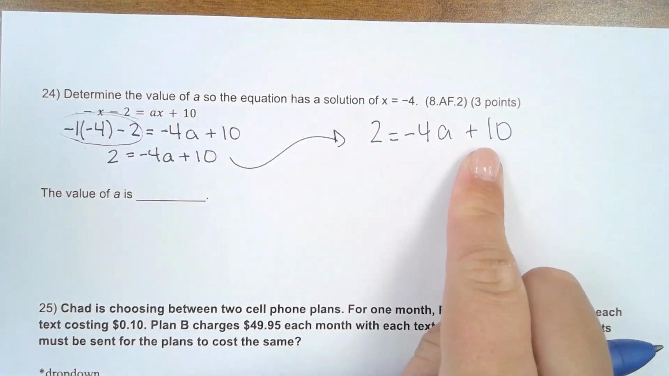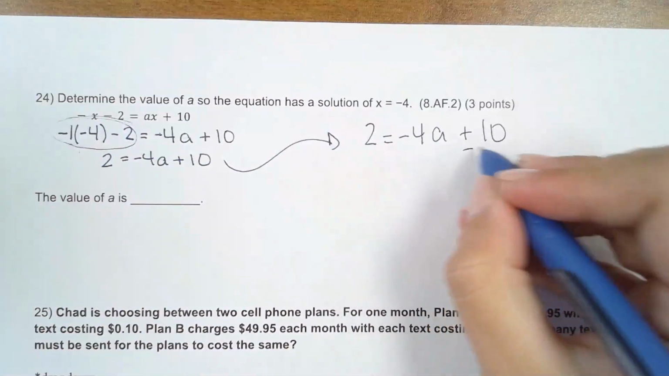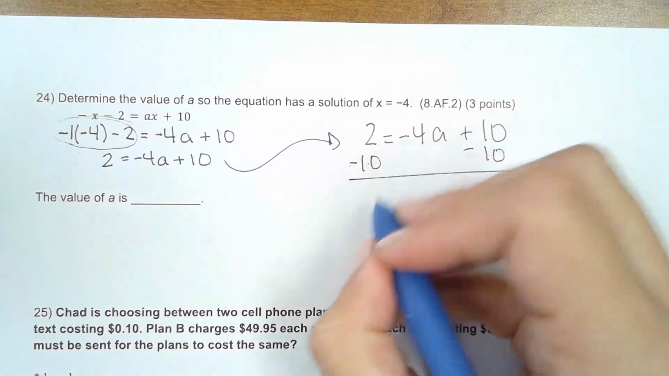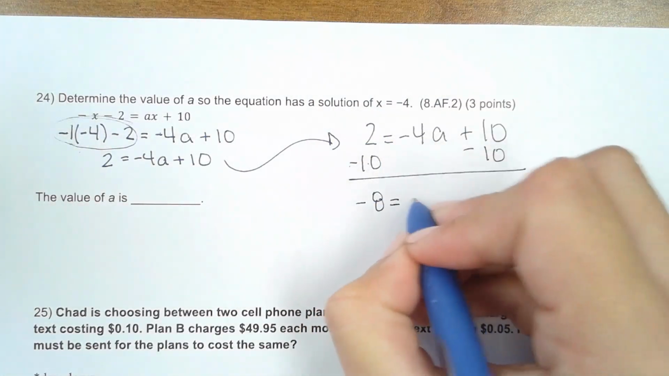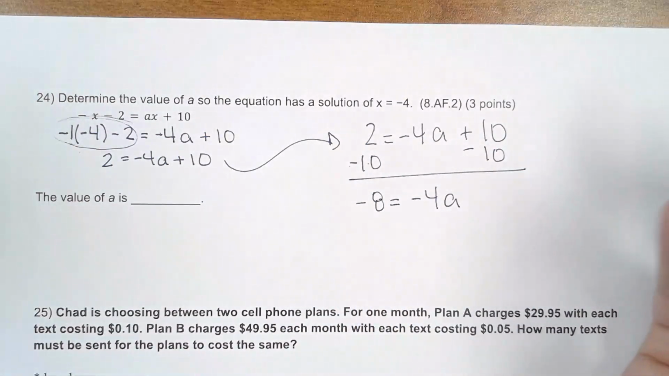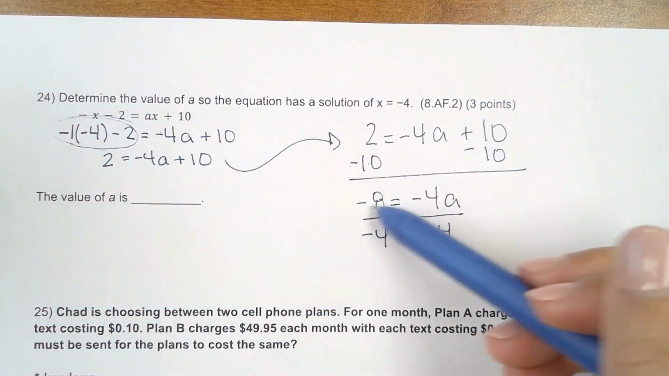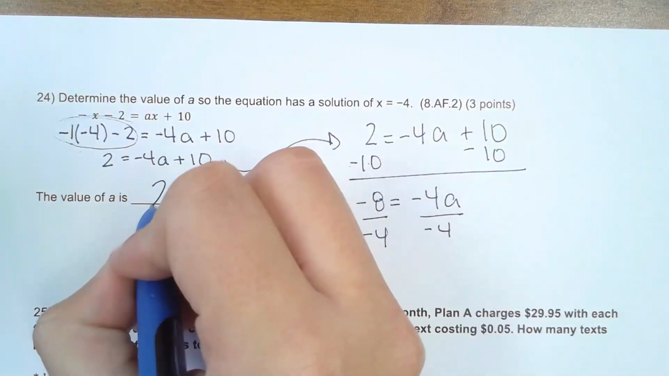So I need to move the 10 first, so the opposite of adding 10 is subtracting 10. So 2 minus 10 is -8. I'm going to drop down that -4a. And then our last step to get a by itself is to divide by -4. So -8 divided by -4 is a +2.